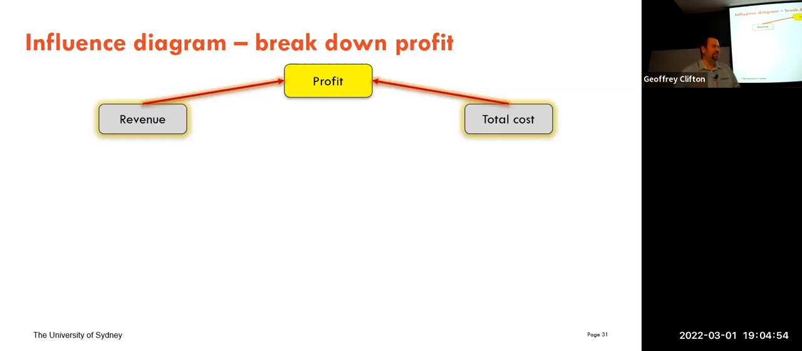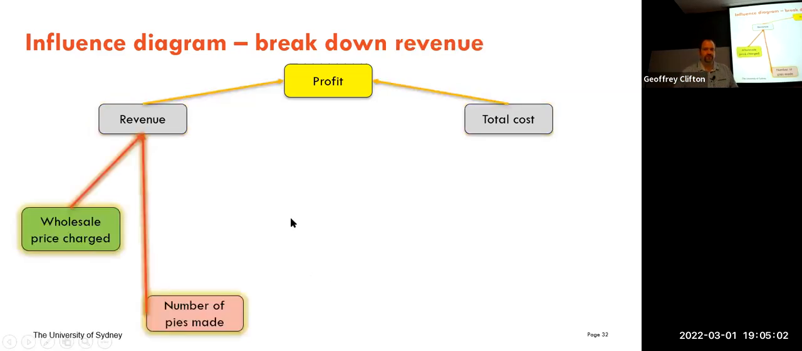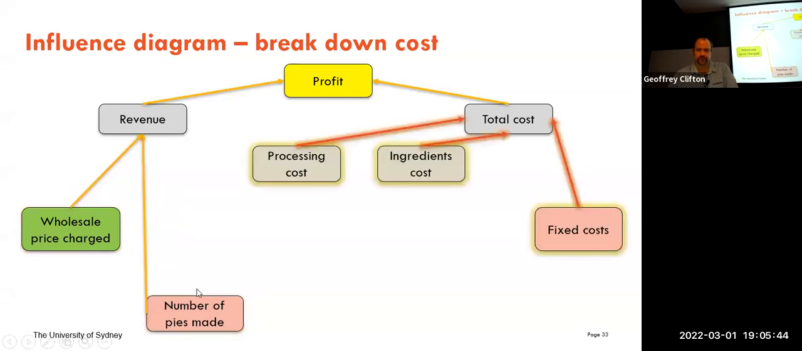And you keep doing this step by step until you've broken it all down to only information you know. So what influences revenue? Well, it's the price times the quantity. Price times quantity gives you revenue. So if he knows the price he charges and he knows the quantity he makes, he can work out his revenue. Now, the wholesale price charge, that's one of the things he wants to calculate. So that's why it's green, because it's something he wants to calculate. Red just means it's something he can work out, or it's something he can guess, something he's going to assume. So it's a known value.